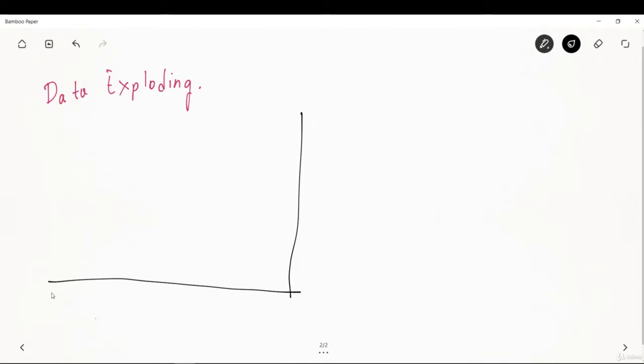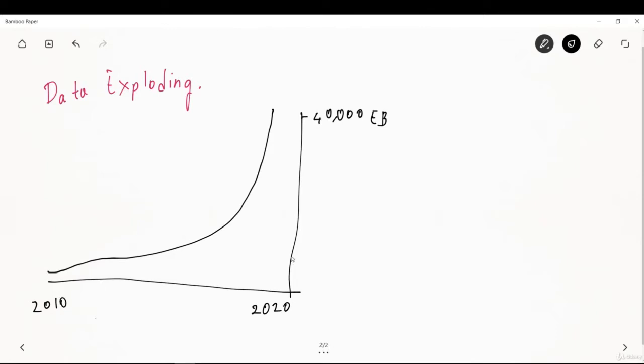As per IDC, the curve is something like this, and it is expected to hit 40,000 exabytes by 2020. 2010 was somewhere over here, around 10,000 exabytes, then 20,000, 30,000. Maybe midway is 2015. So this is my graph, and we can see that as per this graph, the data is increasing exponentially.